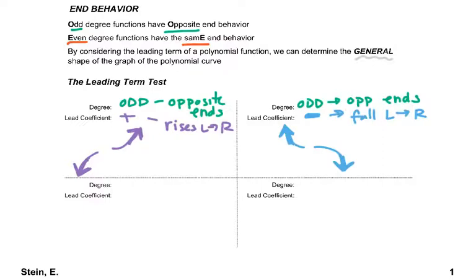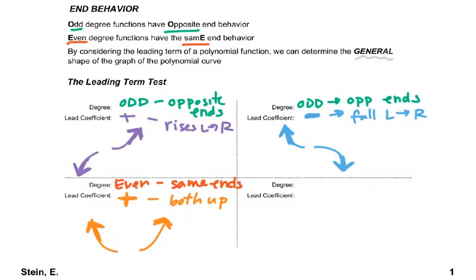All right, so we can also have even degree. Even degree lets us know that we're going to have the same ends. And if my leading coefficient is positive, that would let me know that they are both going up. So same ends, both up, my graph is going to have this shape. Both of my ends are going to be pointing up to positive infinity.